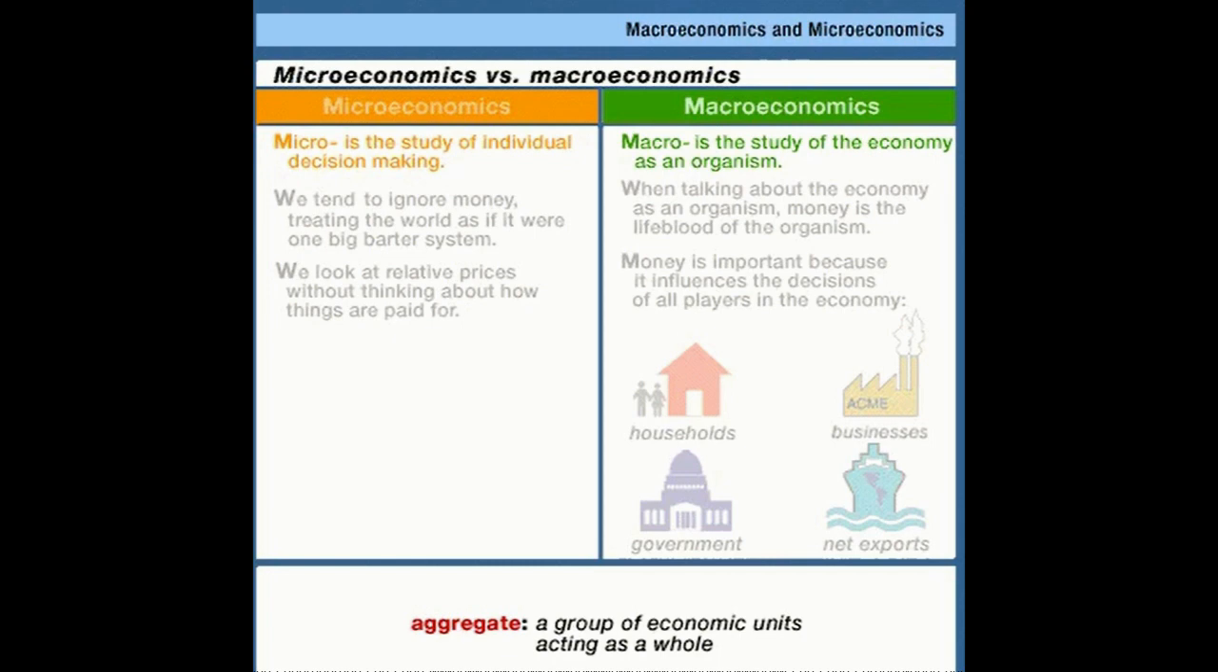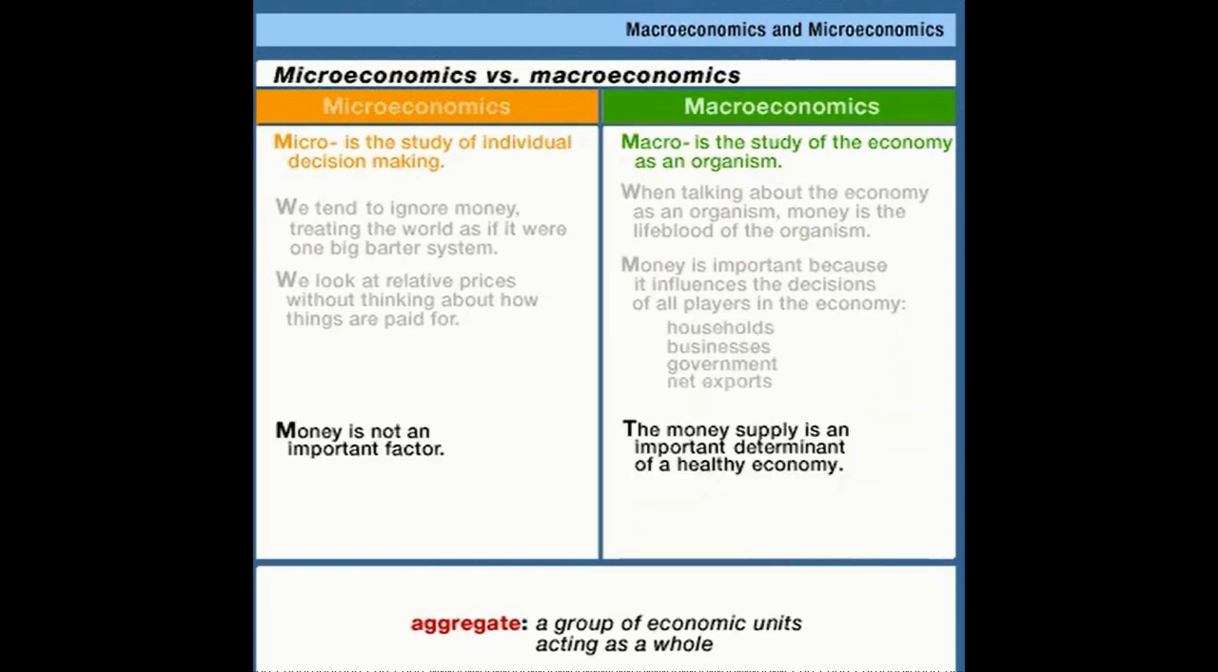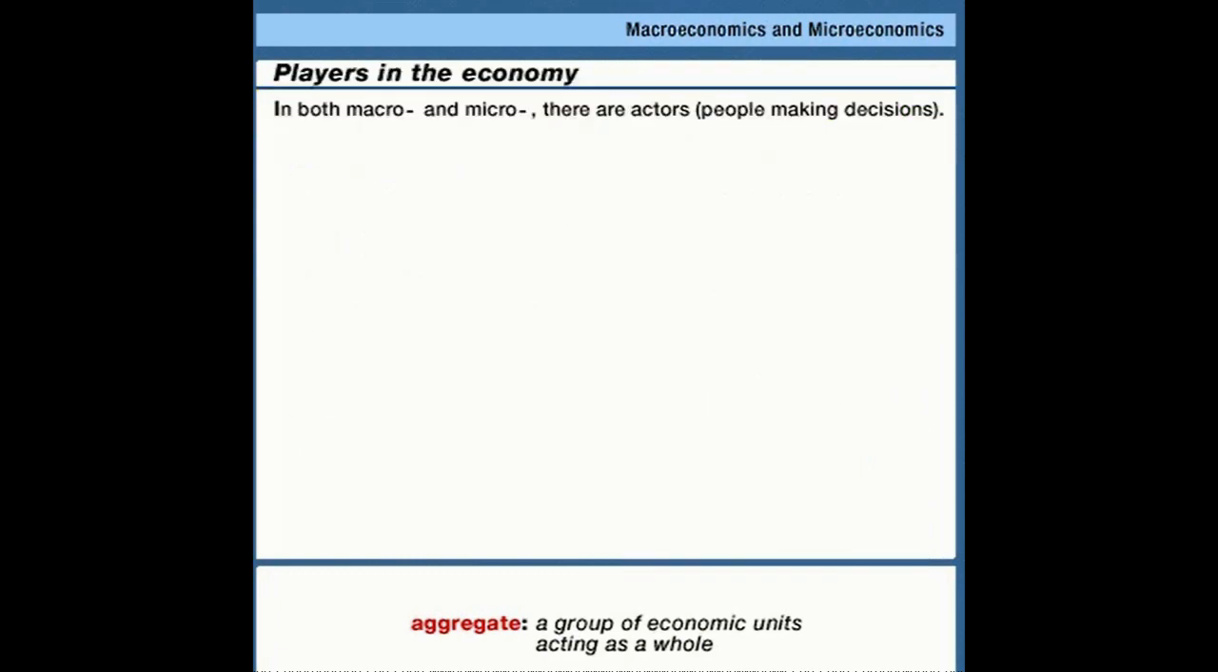Now, in micro and macroeconomics both, there are actors, that is, people who are making decisions. Let's look at who we're going to be studying in macroeconomics and talk about how our perspective on them differs from the way we thought about them in microeconomics. The important players in the macroeconomy are households, businesses, the government, and the rest of the world, which is linked to a particular economy by foreign trade.